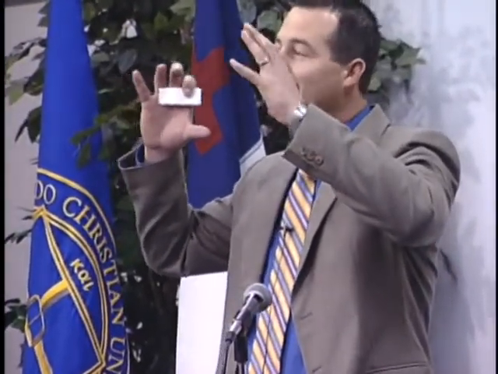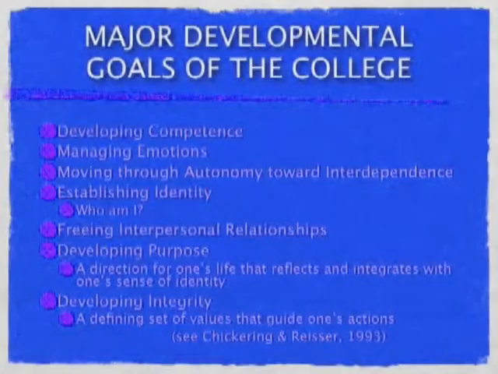And so in Erik Erikson's identity formation psychology, the college age years are broken down into several different tasks that students are trying to achieve when they come to college. And so you see here developing competence, managing conflict, managing emotions effectively, moving through autonomy towards interdependence, establishing identity, who am I, establishing freeing interpersonal relationships, and then lastly, developing purpose and integrity. Chickering and Reiser suggested many years ago that this is what college students are really trying to do. And we track these things through the educational experience.